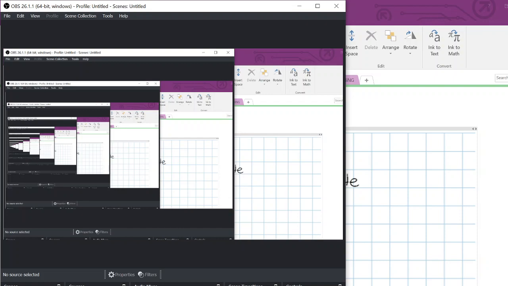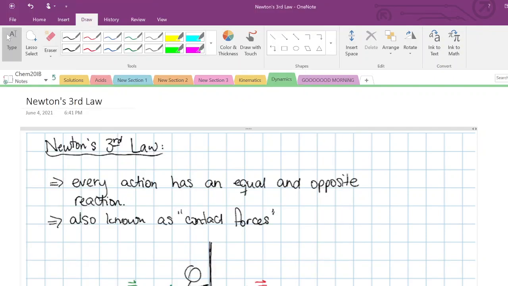It's Mrs. Webb here. So Newton's third law is probably a law that you guys have actually heard of in the past. And it states that every action has an equal and opposite reaction. And this is also known as contact forces.